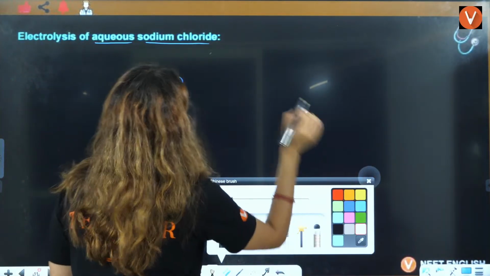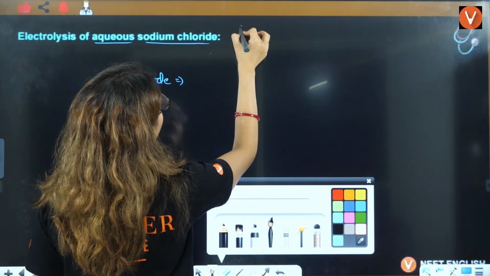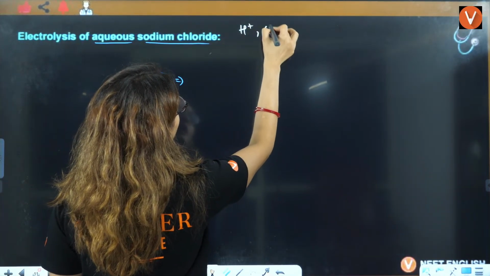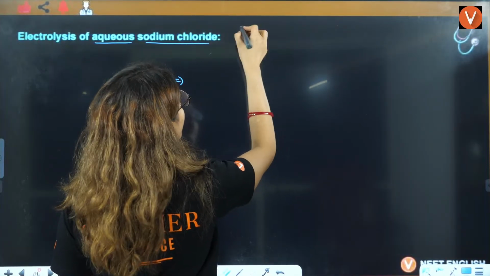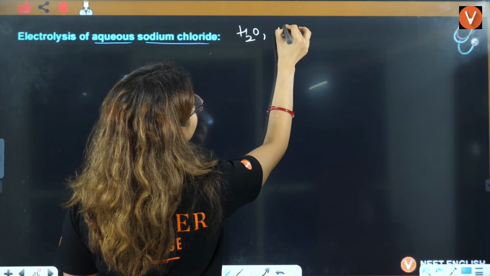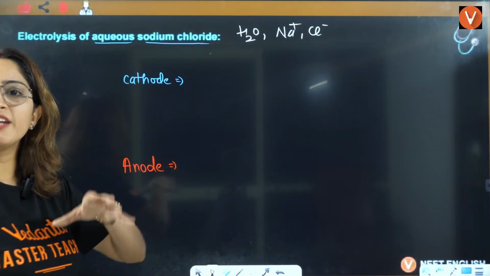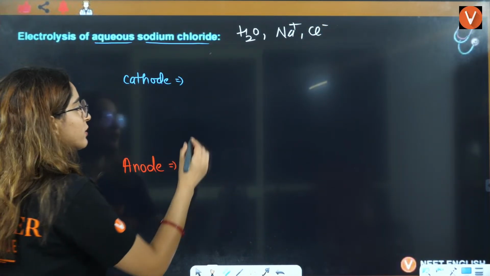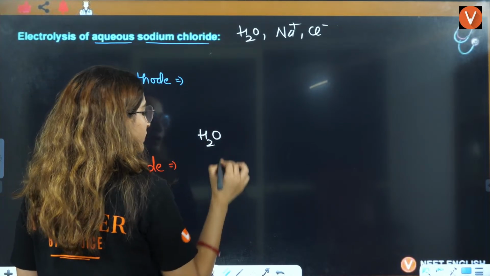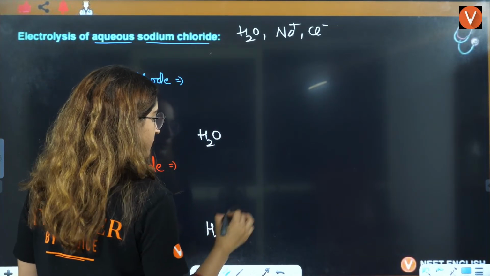See, if you talk about the ions here, the ions are H positive, Na positive, and Cl negative, along with water. Now, water will be written on both sides. Water will be here also, and here also.